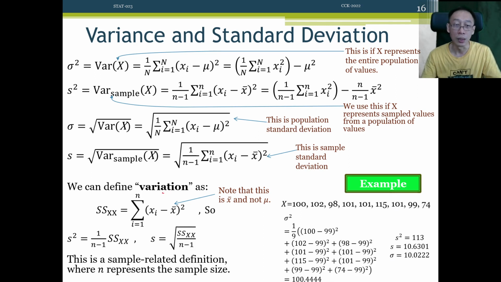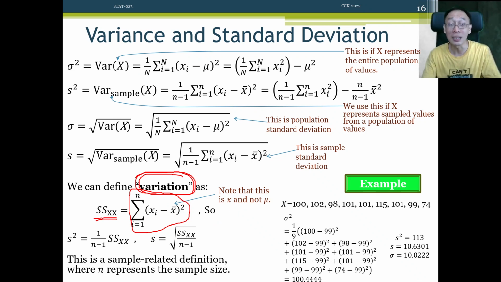So this term here, we call it variation, for lack of a better term. It's not really a standard definition, but I think it's widely used enough. So what is variation? It is symbolically represented as SSXX, and it is SSXX because, well, this is a square here, so we have one copy of xi minus x bar times another copy of xi minus x bar.